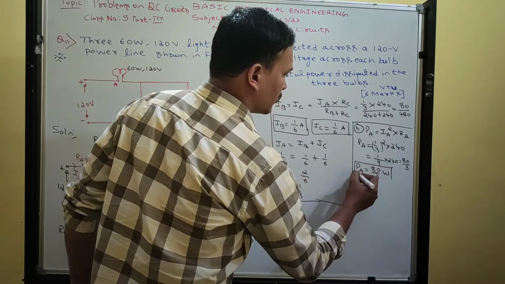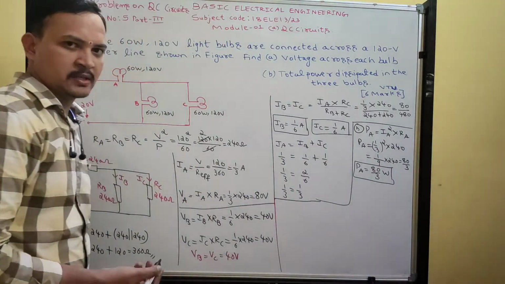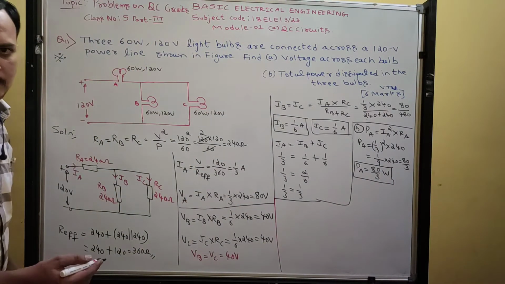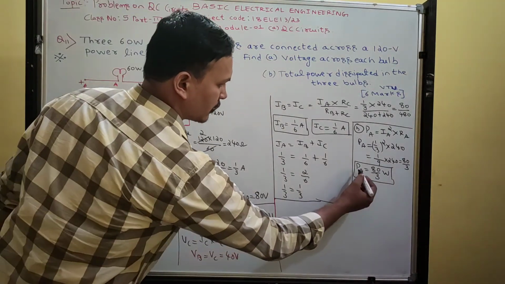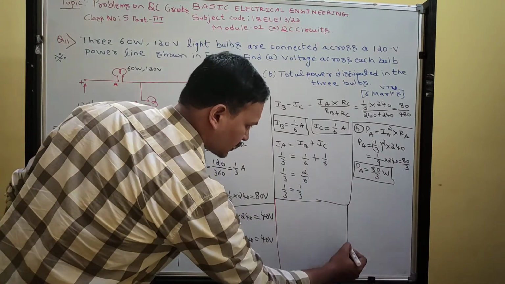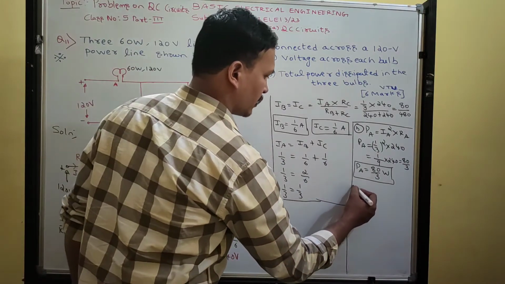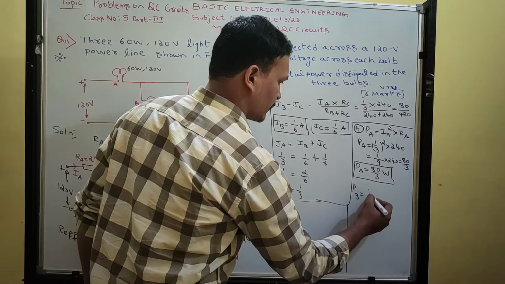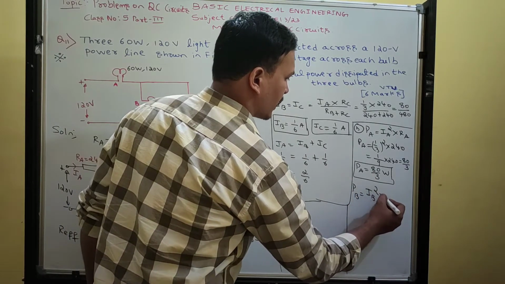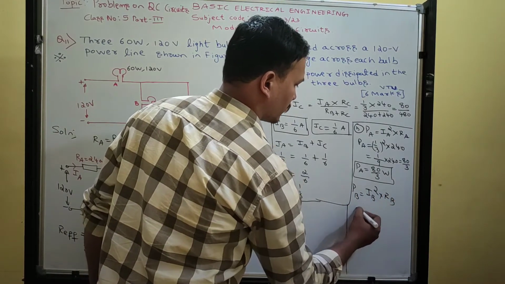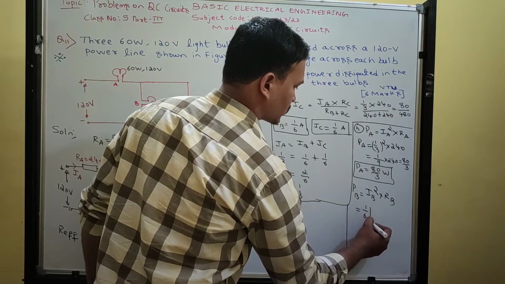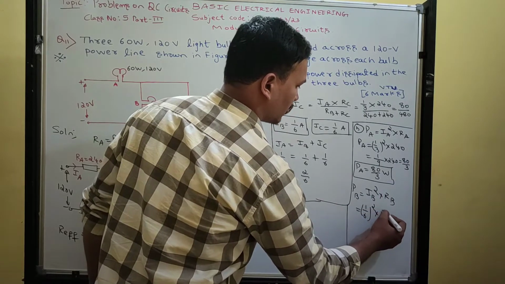Let it be. If you want, you can put in decimals. You will get something around 26 point something. This is about bulb A. Next, bulb B. Power dissipated in bulb B. Same procedure: IB square into RB. What is IB? 1 by 6 whole square into R.